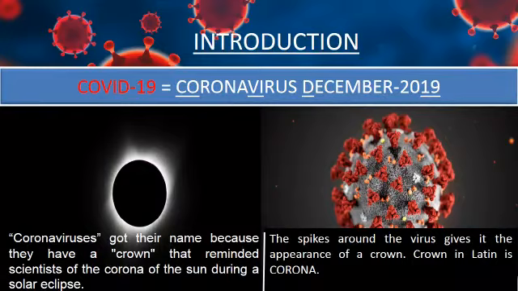The acronym COVID-19 has been derived from coronavirus December 2019, that is the month when the first case was reported. During a solar eclipse, there is a crown around the sun which resembles the spike around the virus. So, the scientists named this virus coronavirus because in Latin, corona means crown. With this brief introduction, I now come to my presentation.